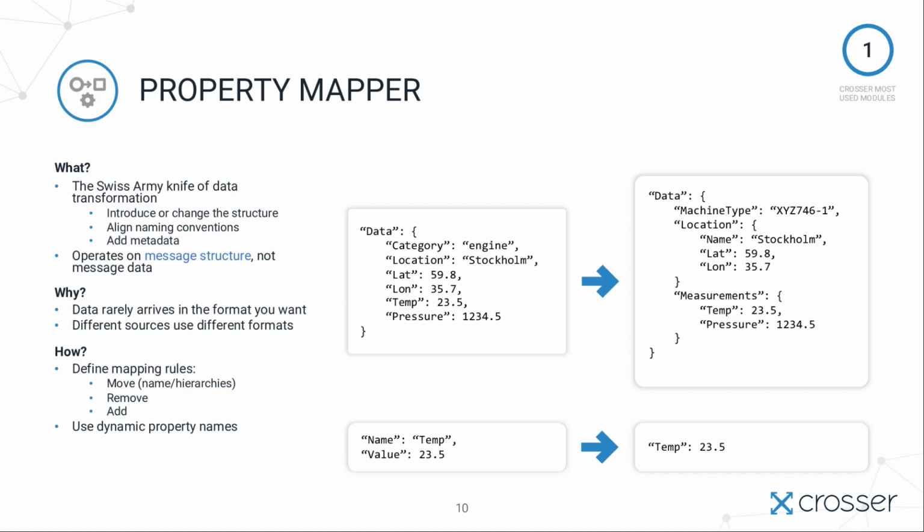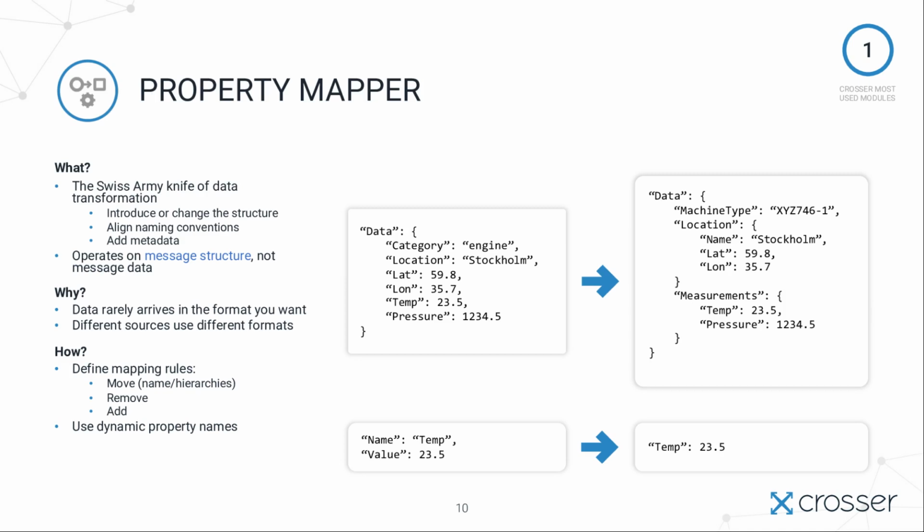This is a module that you can use to restructure data in different ways. You can introduce structure if there is no structure. You can change the structure to whatever you need. You can align naming conventions. You can add metadata to your data. And so on. So this is a module that operates on the structure of data. It doesn't do anything with the actual values that you have in there. It only operates on the structure. So this is by far the most popular module that we have in our library.